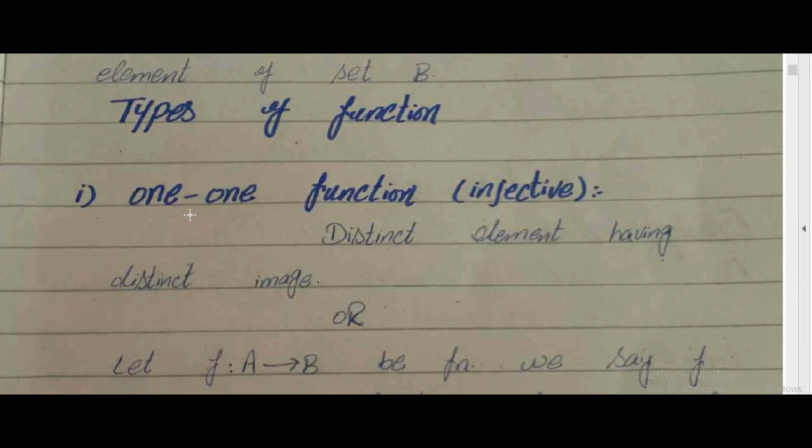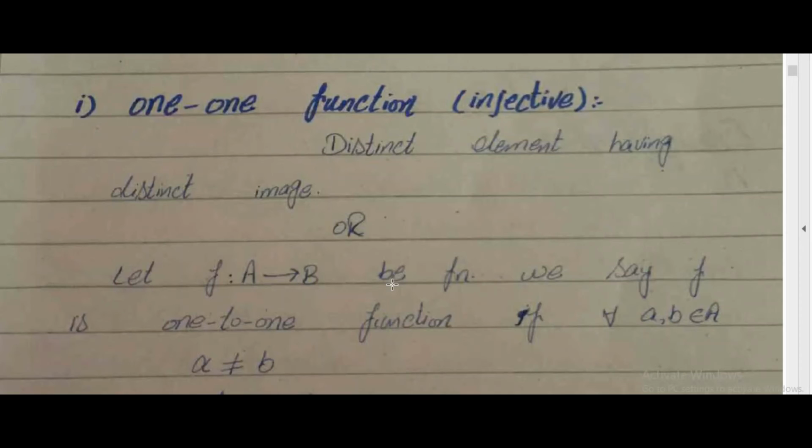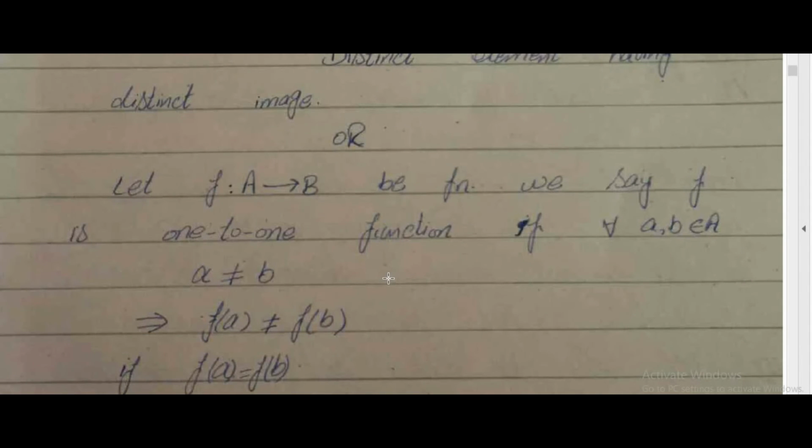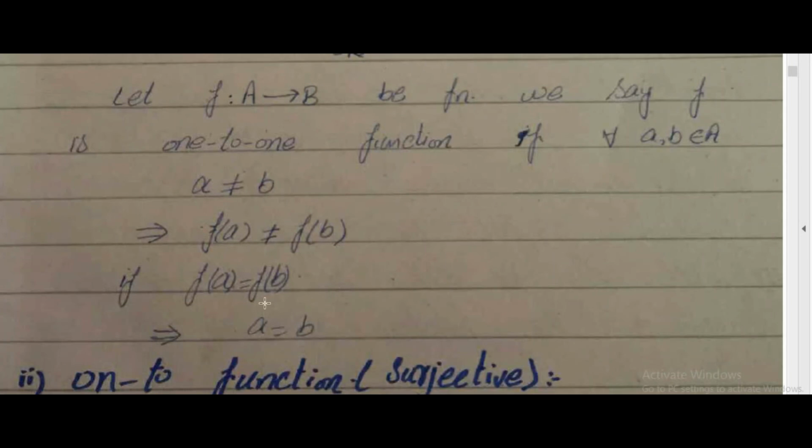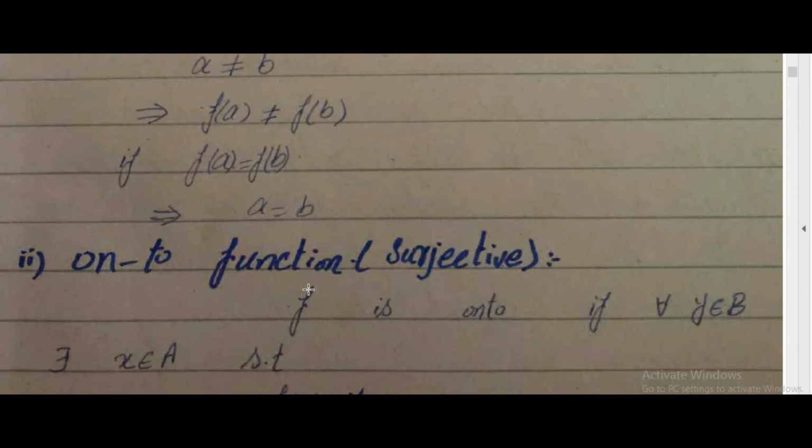A one-one function is also known as an injective function: distinct elements have distinct images. Let f: A → B be a function. We say that f is a one-to-one function if for all a, b belonging to A, a is not equal to b implies f(a) is not equal to f(b). It means if a and b are distinct numbers, then their images will be distinct. If a is not equal to b, then f(a) will not equal f(b), and if a is equal to b, then f(a) will be equal to f(b).